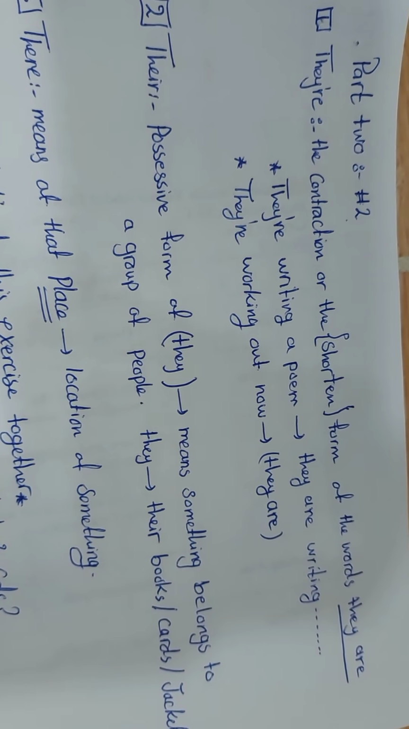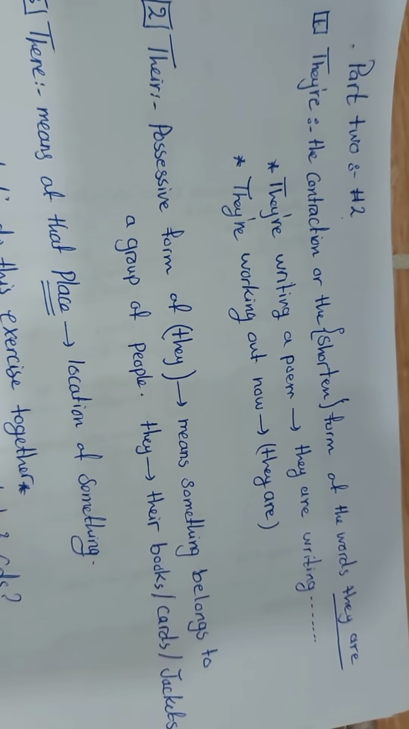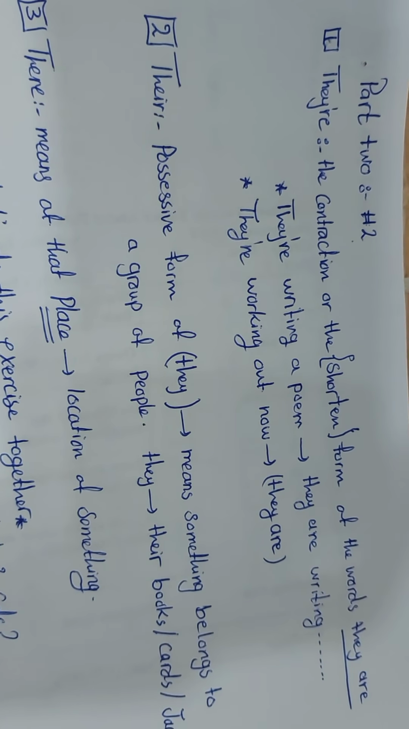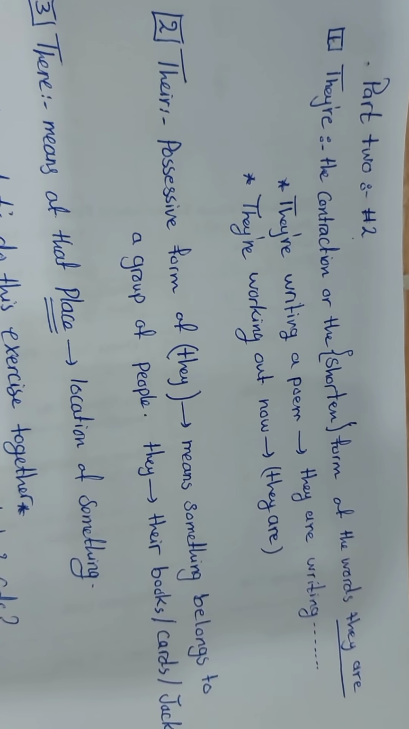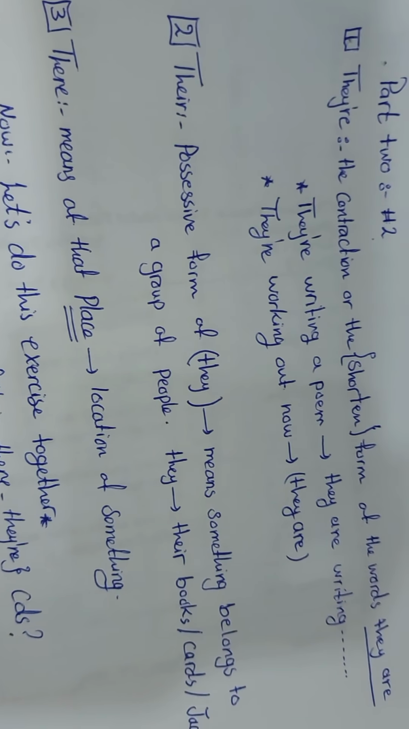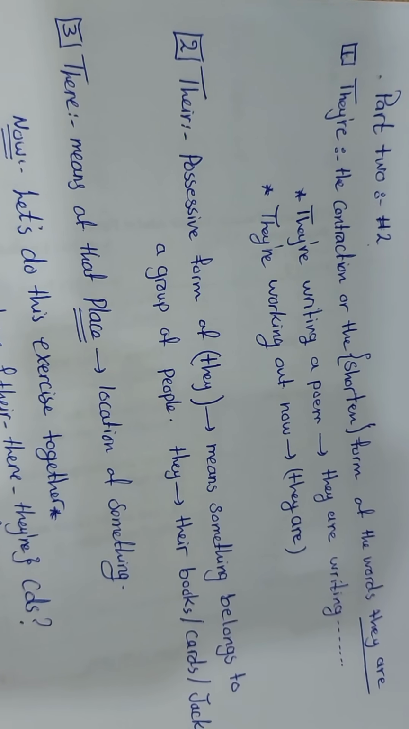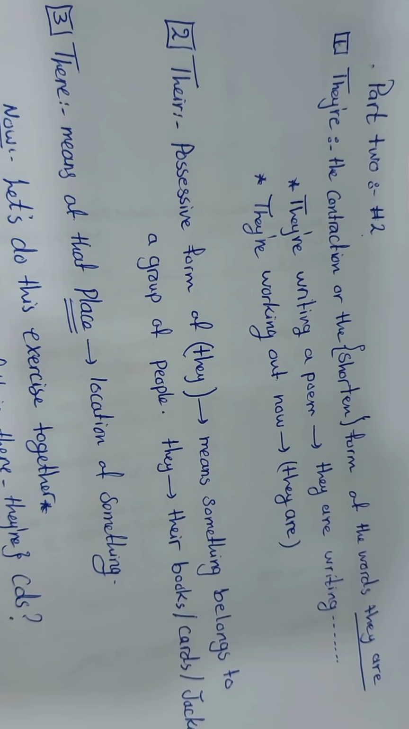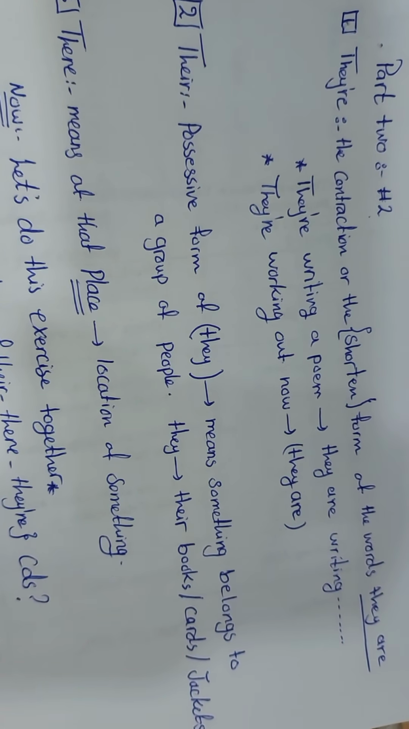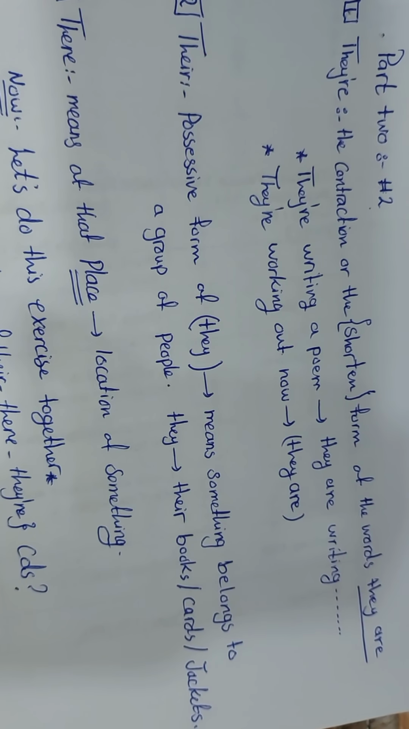Today we're back to talk about part 2 of glossary words. Now, let me explain the difference between these three: their, there, and they're. As for the first, they're, it is the contraction or the shortened form of the words they are. What does contraction or shortened form mean?